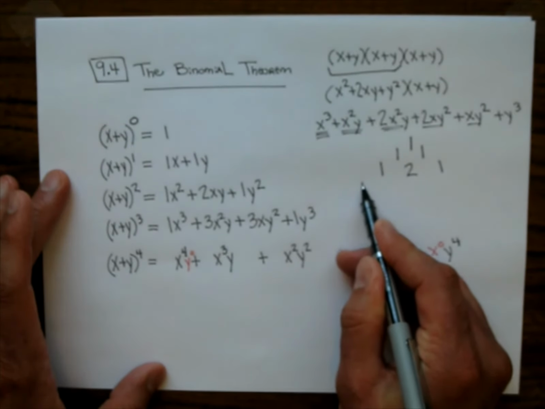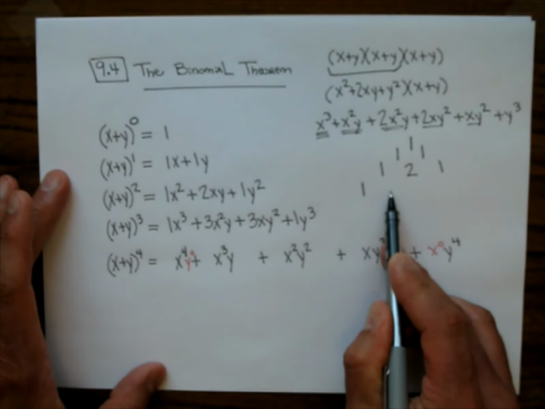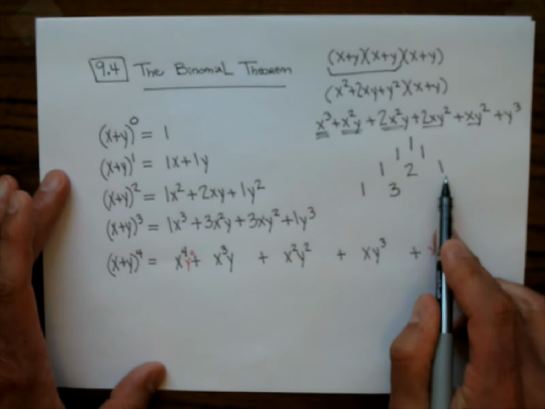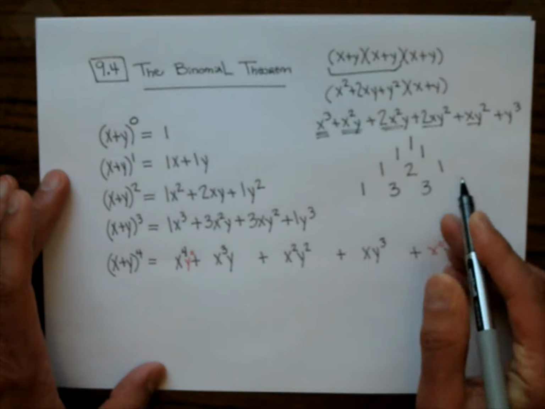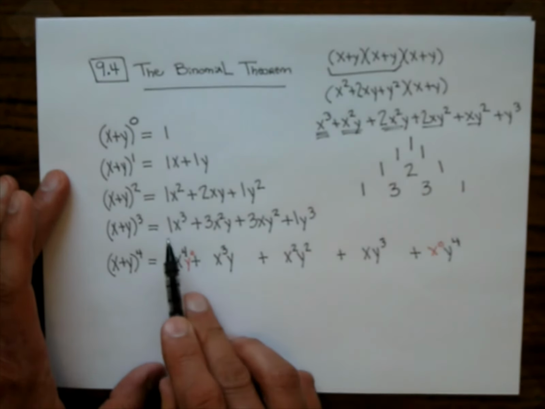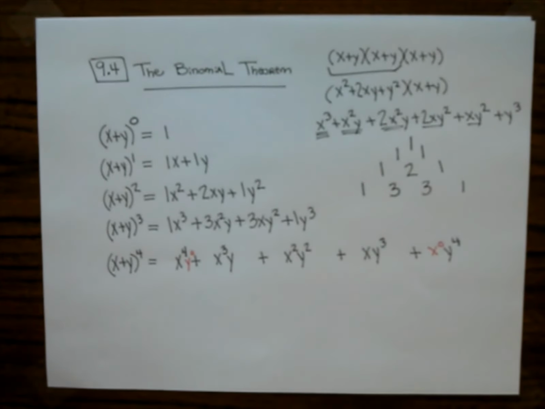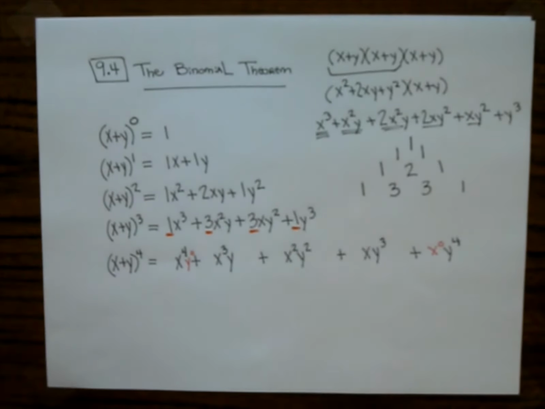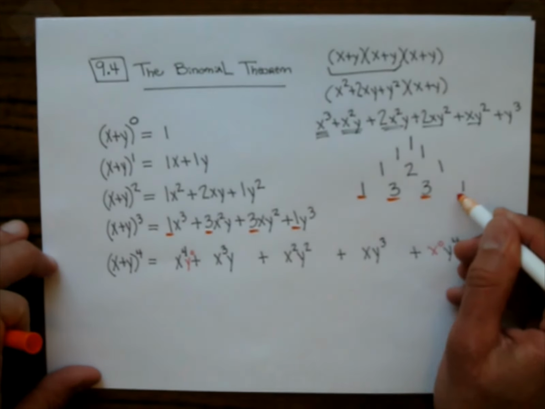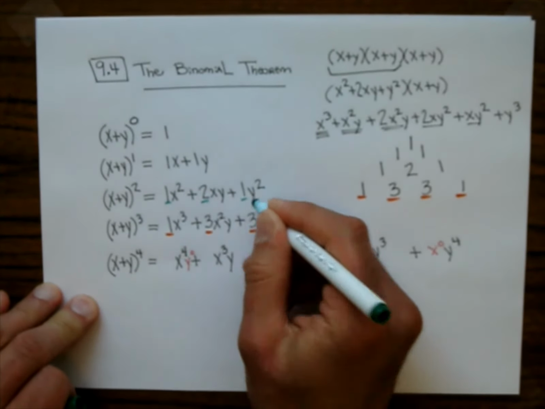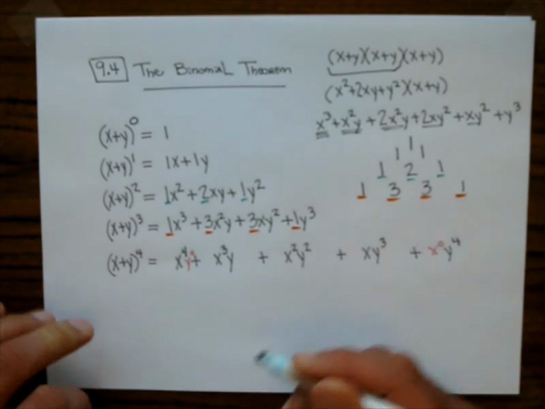So the next row will be 1. Always start with a 1, and then you say, what is this? 1 plus 2 is 3. 2 plus 1 is 3. And then we put a 1 there. Does that look familiar? 1, 3, 3, 1. Look. 1, 3, 3, 1. It's these numbers right here. And you could even say, well, look at this. Here's 1, 2, 1. 1, 2, 1.